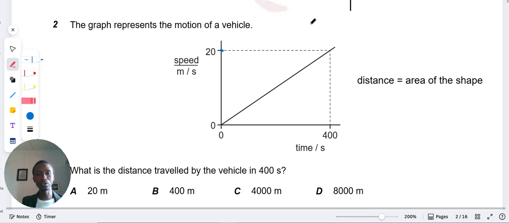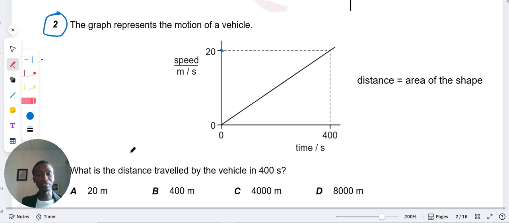So question 2, we have the graph representing motion of a vehicle, and we have the graph here. So what is the distance traveled by the vehicle in 400 seconds? Option A, 20 meters. Option B, 400 meters. Option C, 4,000 meters. And option D, 8,000 meters. So which of these options is correct?